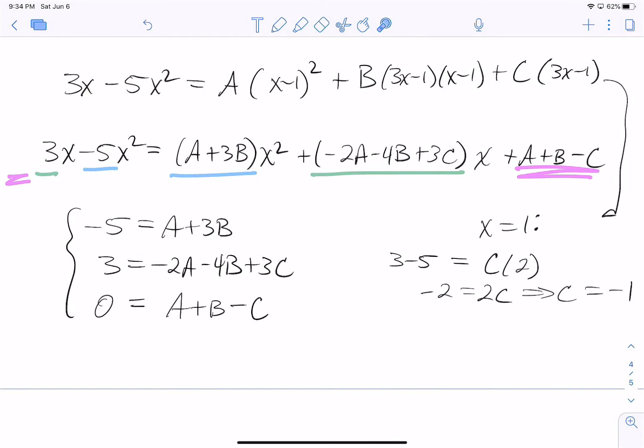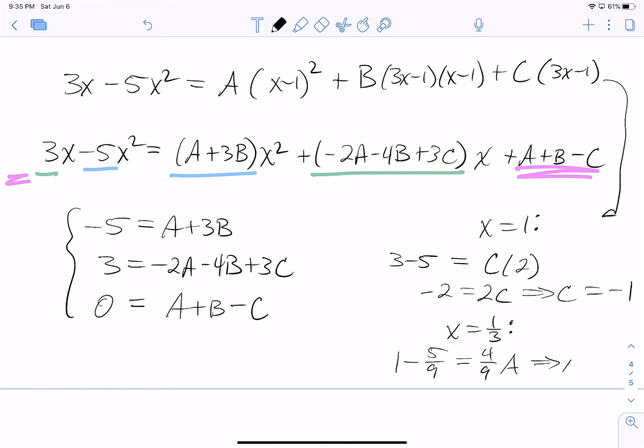Thinking of a number that will zero out the other factor, I'm looking now at c times the quantity of 3x minus 1. If we let x equal 1/3, then the c with 3x minus 1 will zero out. B is multiplied by a factor of 3x minus 1, and so the b term will zero out. On the left-hand side, we'll end up with 3 times 1/3 minus 5 times 1/9. And on the right-hand side, we have a times the quantity of x minus 1 squared. If x is 1/3, then x minus 1 squared is 4/9. So we'd have 1 minus 5/9 is equal to 4/9 a.